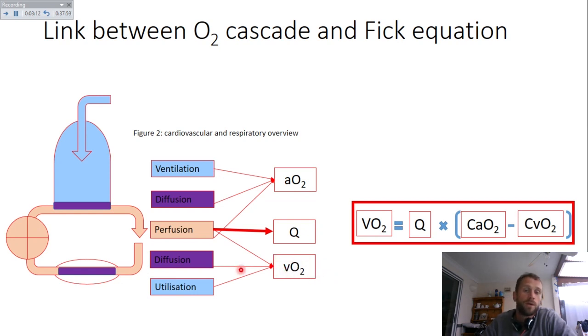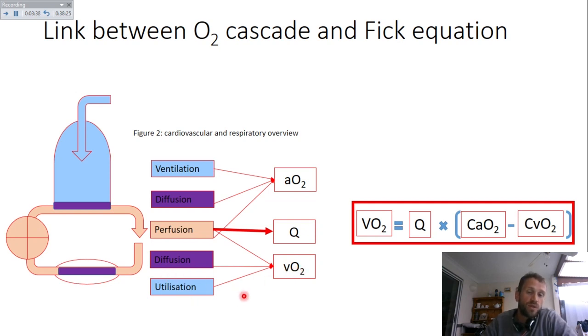Similarly with diffusion, if you've got completely normal perfusion but you've got an issue diffusing that oxygen into the muscle, well then if it's not getting taken up, it's going to remain in the blood, and so your VO2 is going to increase. So remember, this is vascular O2 levels. And then finally with utilization, if you increase utilization, you're likely to decrease the amount of oxygen that's left within the vascular system, and therefore that number's going to go down.